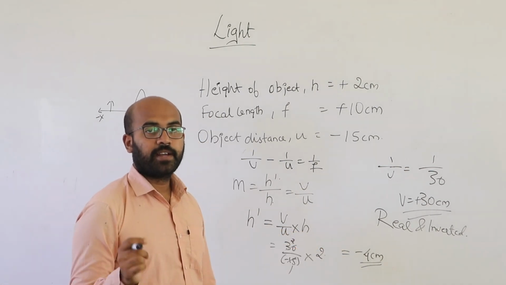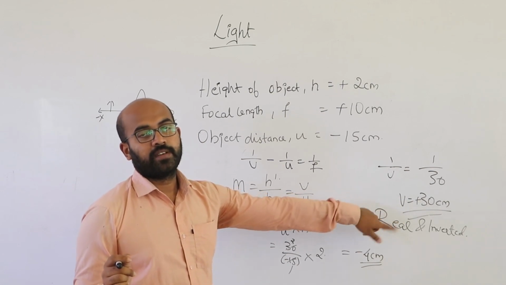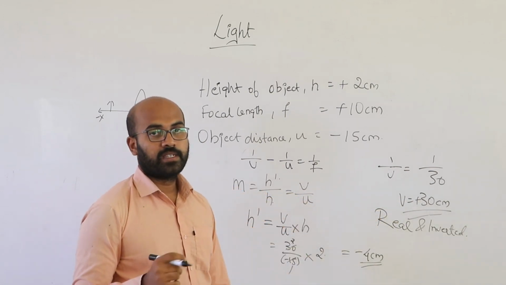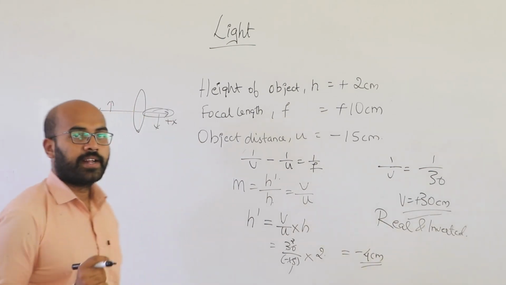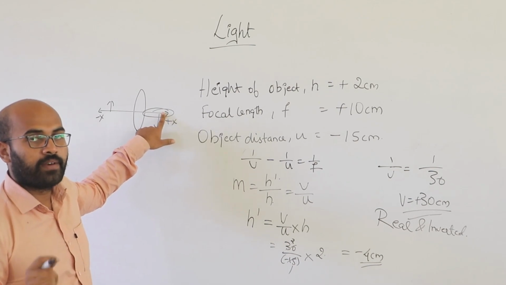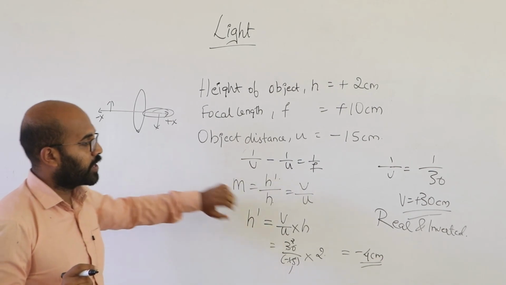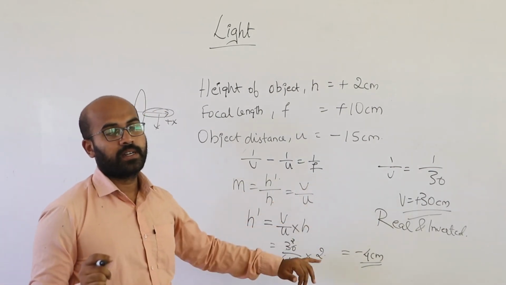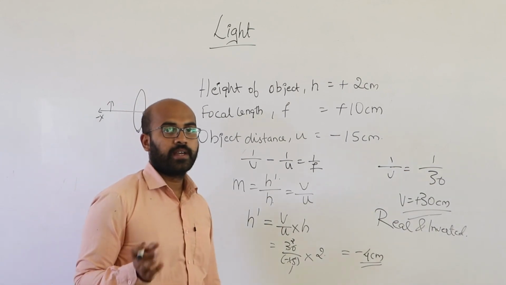In case you get the image distance as positive and the height of the image also positive, it means that you have made a mistake, because for a real and inverted image, the image distance will be positive, whereas the height of the image will be negative. If you are getting something else apart from this, it means you have made a mistake in the calculation. So we can cross verify like this.